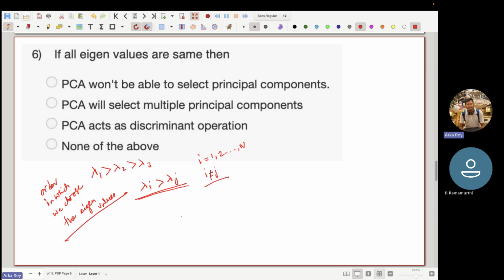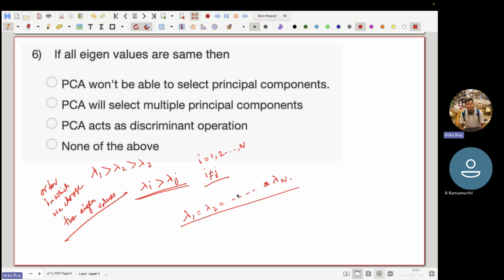Now in the question, they have stated that you have calculated, let's say, n number of eigenvalues and all are the same. So that is lambda 1 greater than or equal to lambda 2 and so on up to lambda n. If all the lambdas are the same, then you cannot choose a particular lambda because in all directions the contribution is the same, the variance is the same.